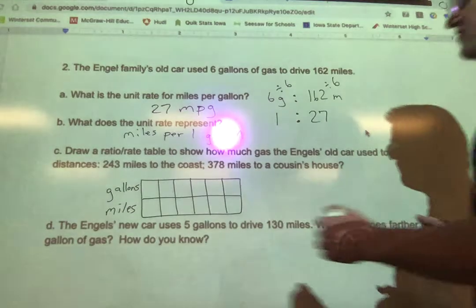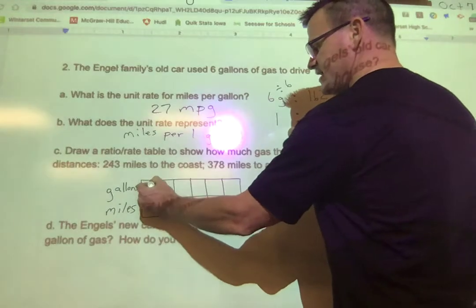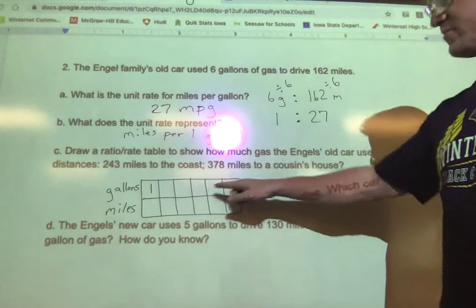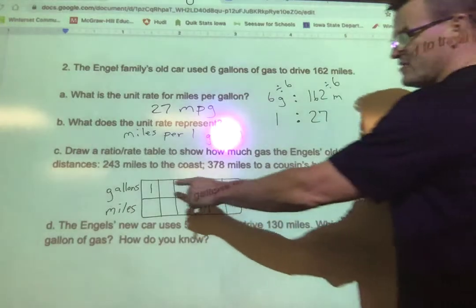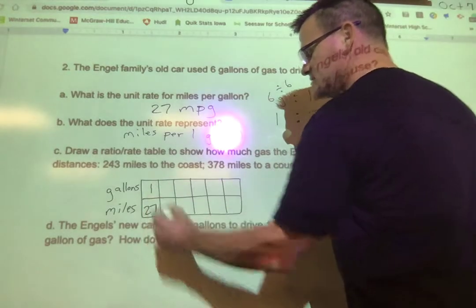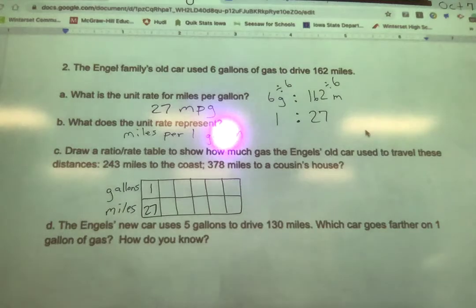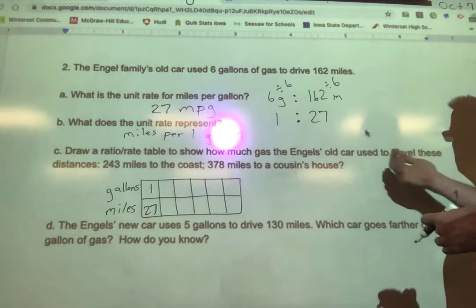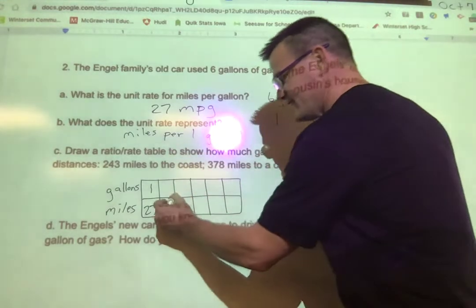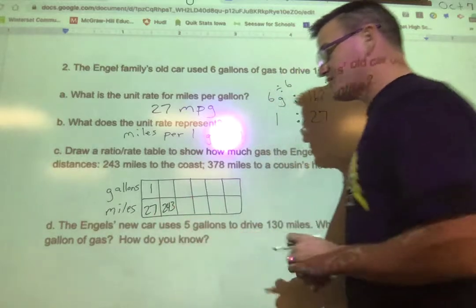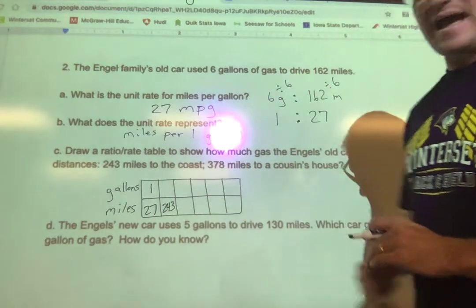So what I know so far, I'm going to start with the unit rate, and you can go ahead and make your table. I pre-made mine there, but go ahead and make that. And I'm going to write in that every 1 gallon I get 27 miles. All right, so I've got to figure out how much gas they used to travel 243 miles. So in other words, I've got to get this to 243 miles. So what would that be for gallons?